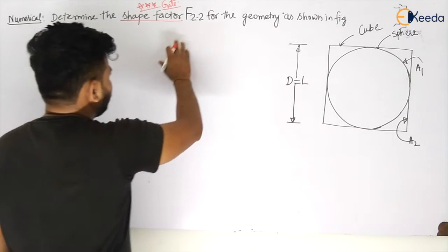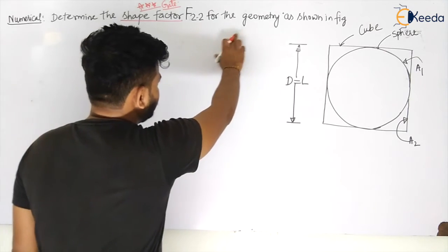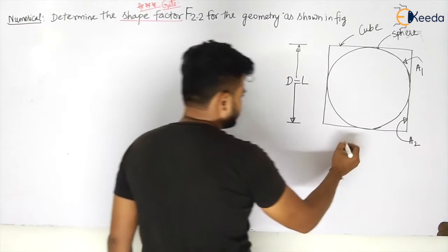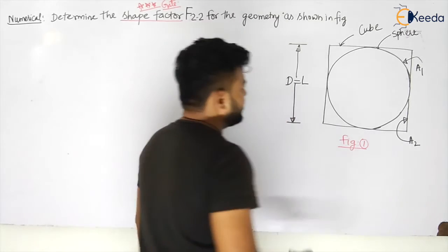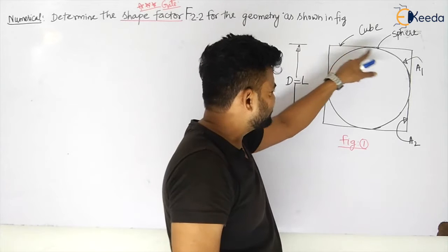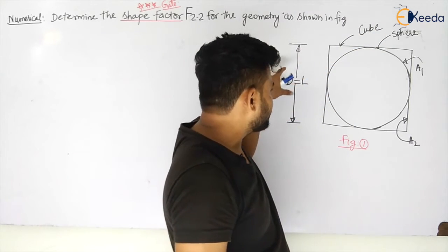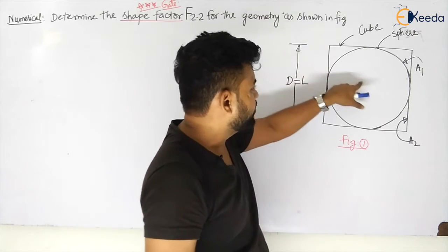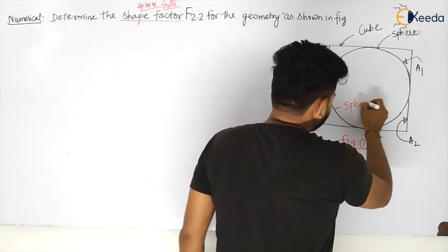Determine the shape factor F22 for the geometry as shown in the figure. So he has shown this geometry. In this geometry, the outside is a cube, and inside that cube there is a sphere of the same diameter, which is equal to the length of this cube, my dear students. So inside there is your sphere.